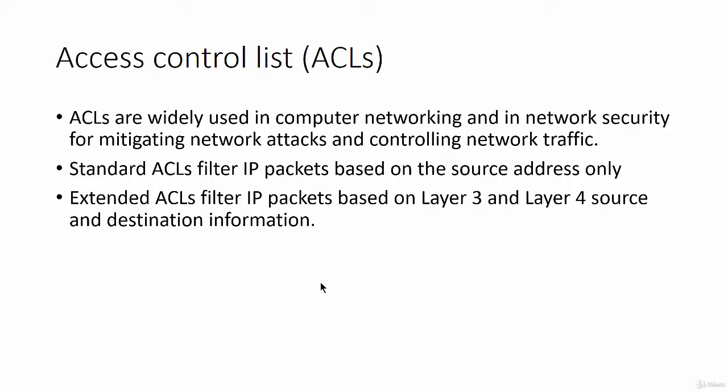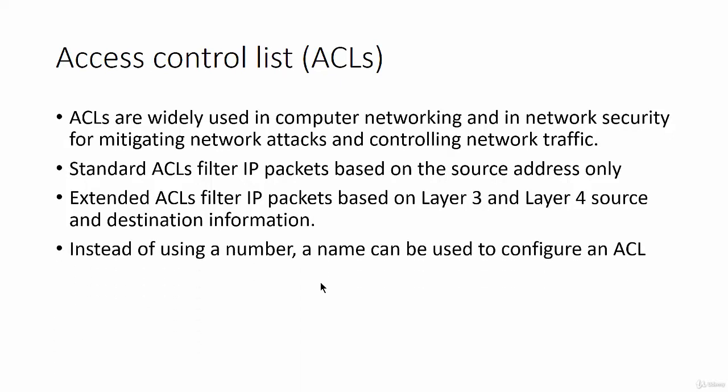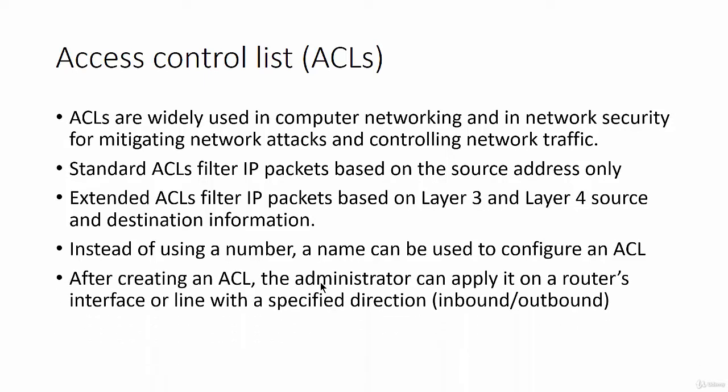Extended ACLs filter IP packets based on layer 3 and layer 4 source and destination information. Instead of using a number, a name can be used to configure an ACL. After creating an ACL, the administrator can apply it on a router's interface or line with a specified direction, inbound or outbound.